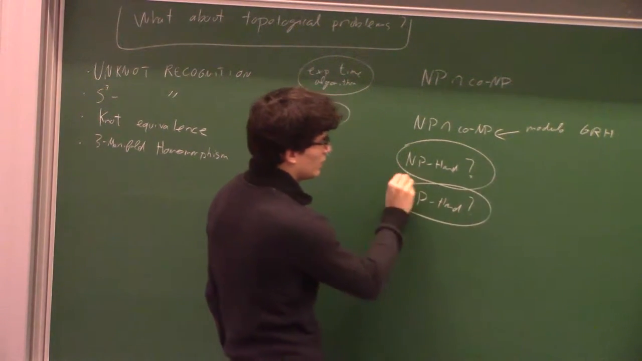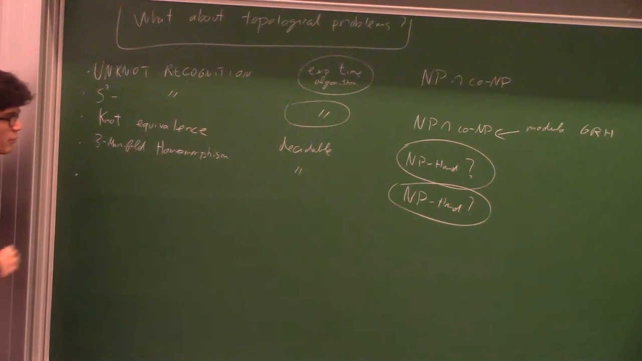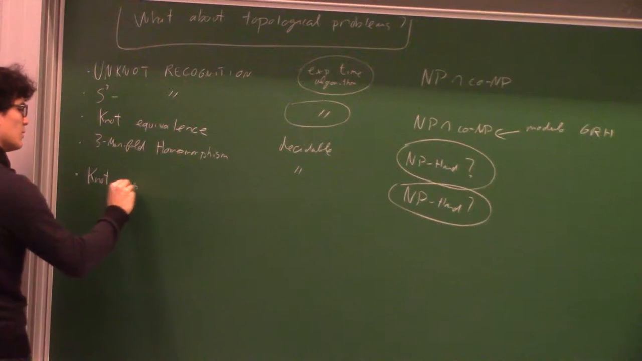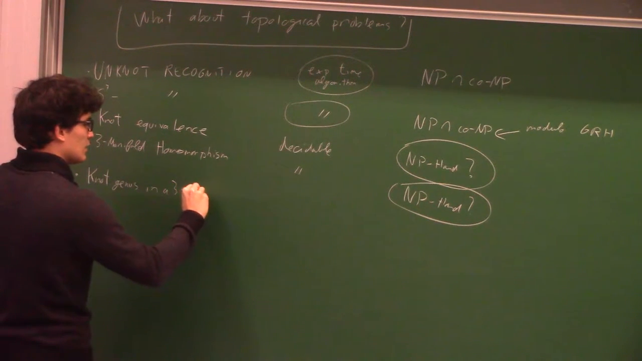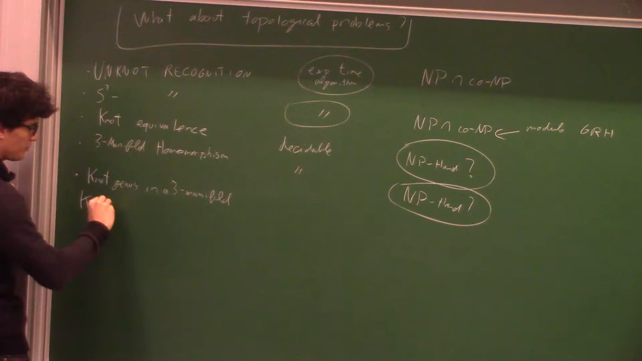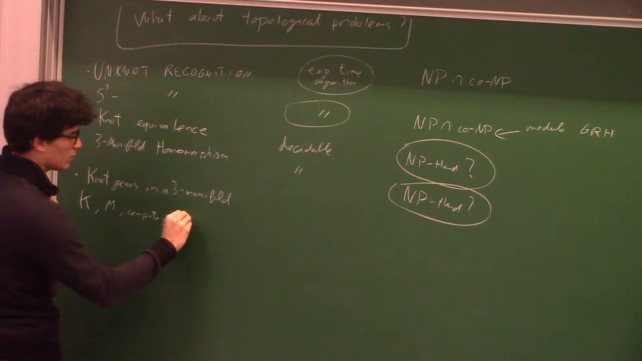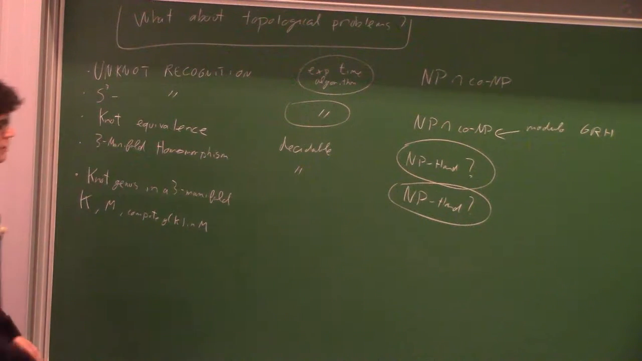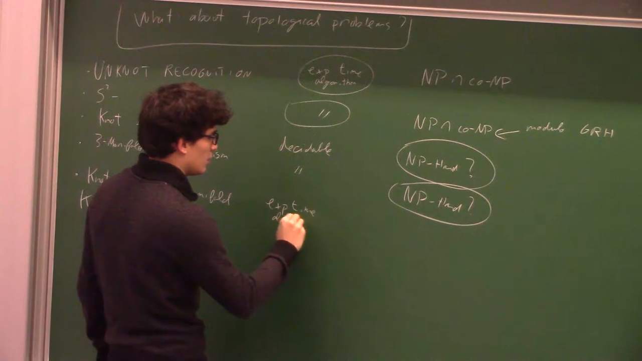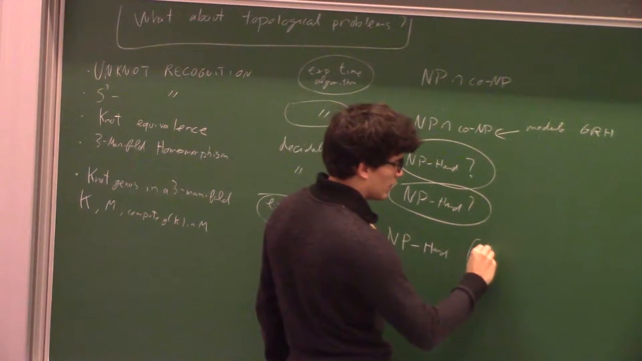So this raises the question, can we prove that any problem in topology is hard? For quite some time, there was pretty much a single problem for which we could prove that it's hard. It's knot genus, but knot genus in a three-manifold. So what is that problem? You start with a knot K and a three-manifold M, and you want to compute the genus of K in M. For this problem, we have an exponential time algorithm based on normal surface theory, and we know it to be NP-hard. This is the result of Agol, Hass, and Thurston.